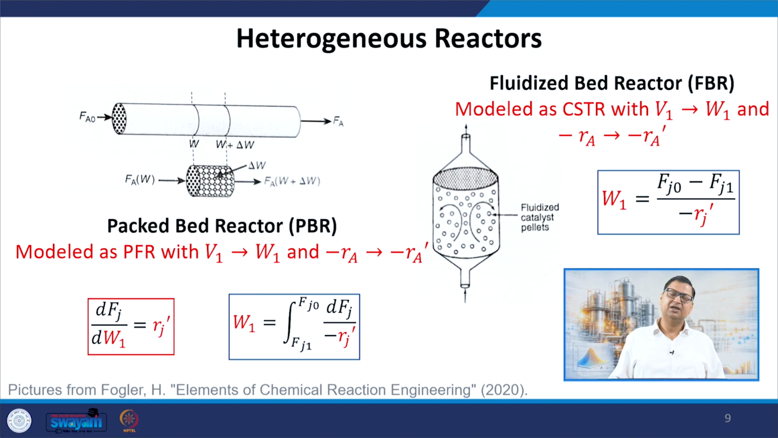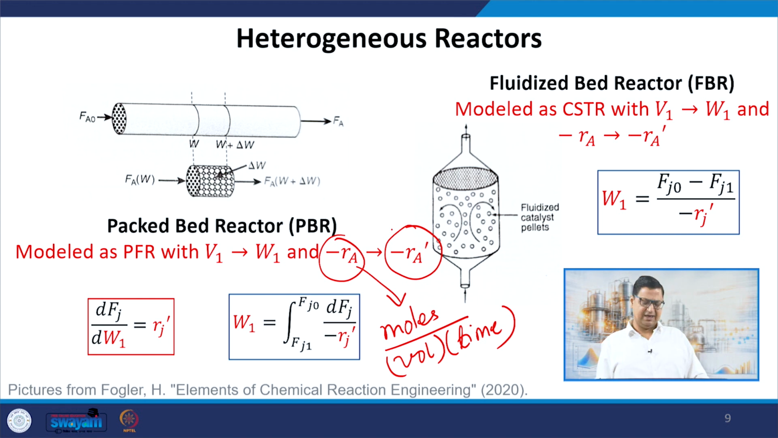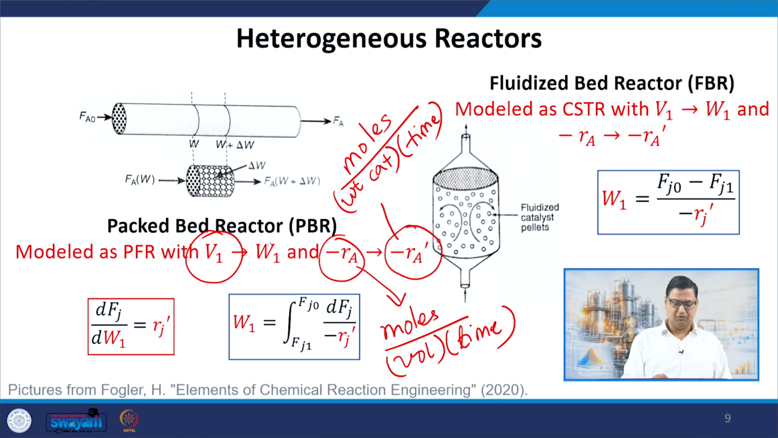So, in the case of CSTR or PFR, we work with rates which are defined as moles per unit volume per unit time. But now, instead of volume, we want to use the basis as the weight of catalyst. So, we use these rates as r_j prime, that is moles per unit weight of catalyst per unit time. And accordingly, we will replace the volume V with the weight W, right.